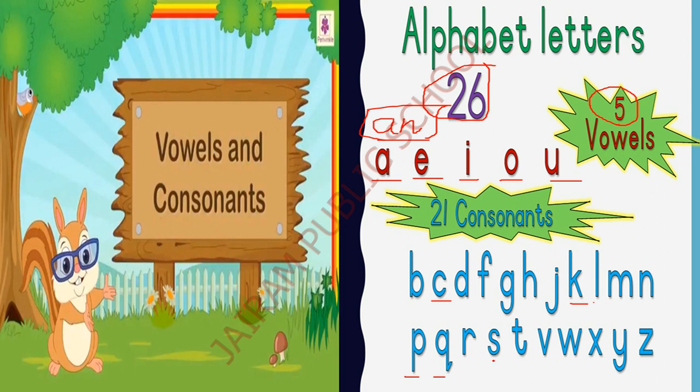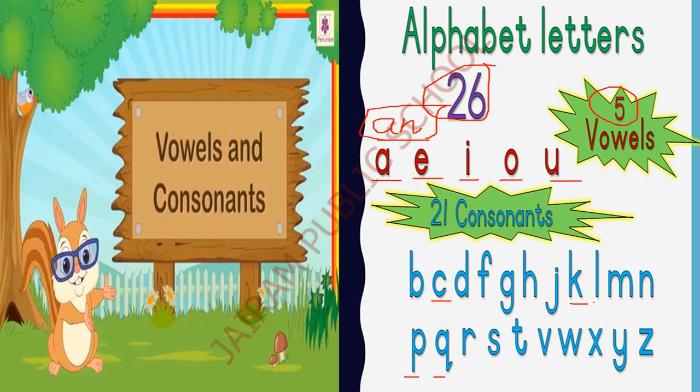Sound of R, R. Sound of S, S. Sound of T, T. Sound of V, V. Sound of W, W. Sound of X, X. Sound of Y, Y. Sound of Z, Z. So these are all the sounds of consonants. Now I hope you have become familiar with the sounds of vowels as well as the sounds of consonants.